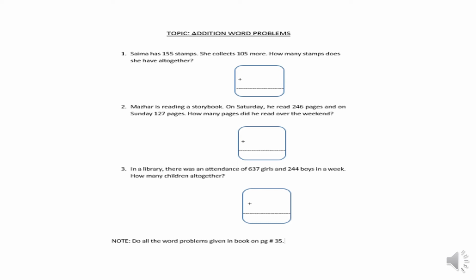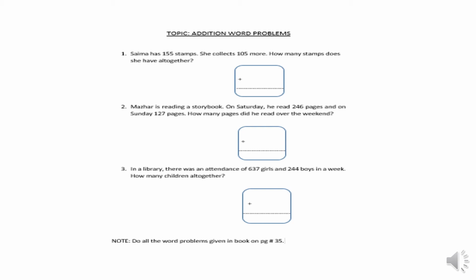Now the third word problem is, in a library there was an attendance of 637 girls and 244 boys in a week. How many children altogether? The question is that in a library there were 637 girls and 244 boys in a week. You have to find out the total number of children.